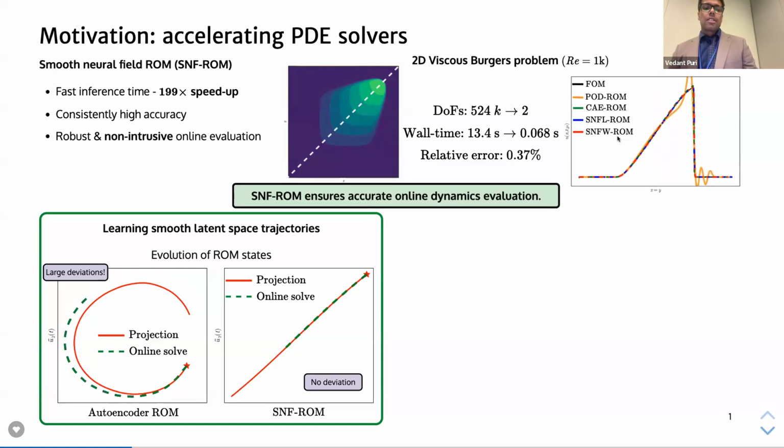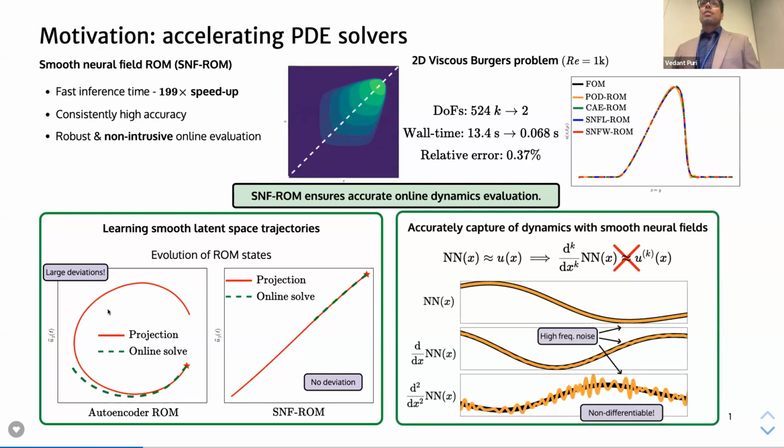However, we see that the online solve for typical autoencoder-type methods actually deviates quite significantly from the learned projection, which leads to accumulation of error. We fixed this issue and learned trajectories which are so simple to follow that we can actually increase the time step size in the ROM to get faster evaluation.